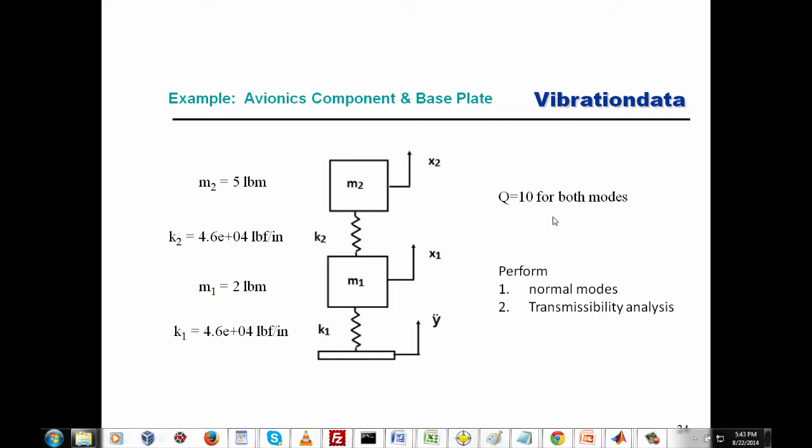And we're going to do a series of analyses here. We're going to first do a normal modes analysis where we find those eigenvalues and eigenvectors. Then, just as an aside, we're going to take a look at the transmissibilities of those two degrees of freedom as well.